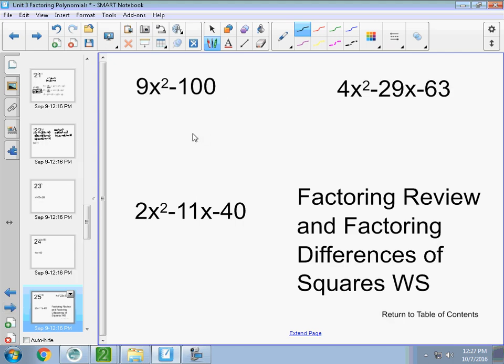Let's look at this one. 9x squared minus 100 is going to give me the root of 9 is 3. The root of 100 is 10. So this one is going to be 3x minus 10 and 3x plus 10 because it's two perfect squares with a difference in between, and that way whenever I multiply, I would get opposite pairs of 30x and negative 30x, which would add to give me the 0 x's in the middle.